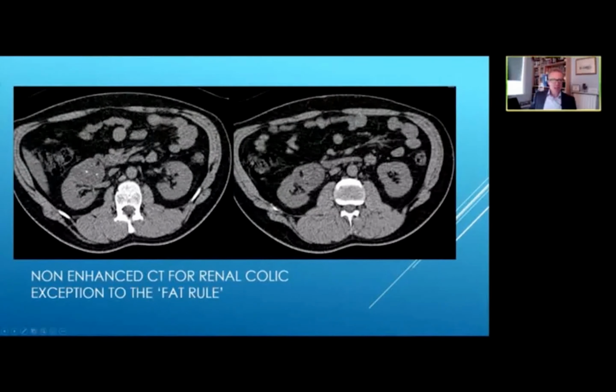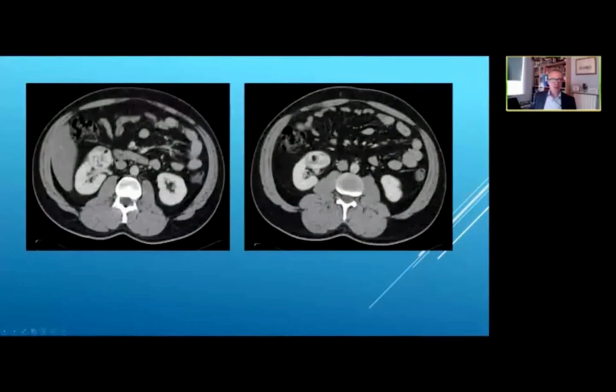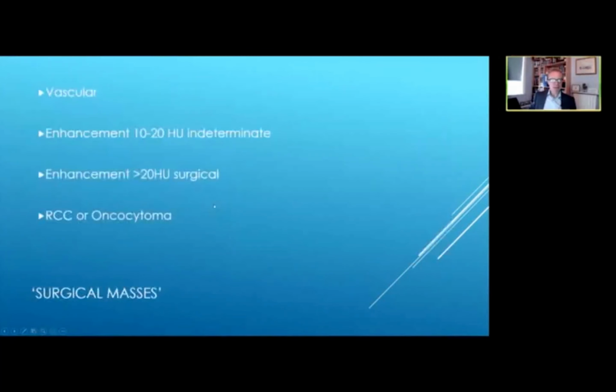Here's a non-enhanced CT scan done for renal colic. This is the exception to the fat rule. There's a bit of fat here, and there's calcification. Fat and calcification together ring alarm bells for me. Here's the post-contrast scan. Biopsy showed this was a clear cell RCC. And of course, when you see calcification and fat, you think about RCC.